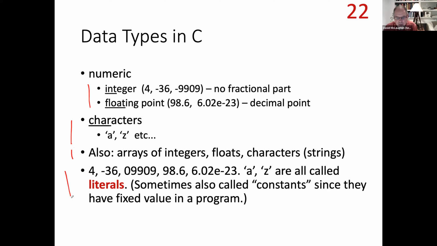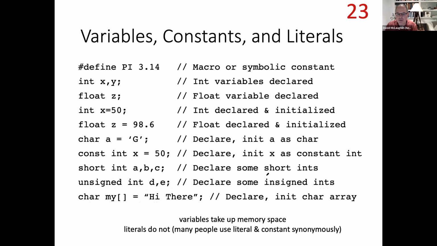Okay, this last point down here, I'm just restating that all of these things are called literals. So the number 4, minus 36, 98.6, A and Z in quotes, these are all called literals. Some people call them constants, but constant, as we saw, is used for something else. So we call those literals. And so what I want to do here is talk about how to represent literals and variables using these different data types. Here's an example, lots of examples, okay?